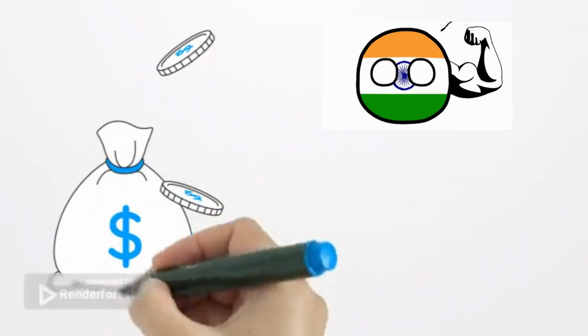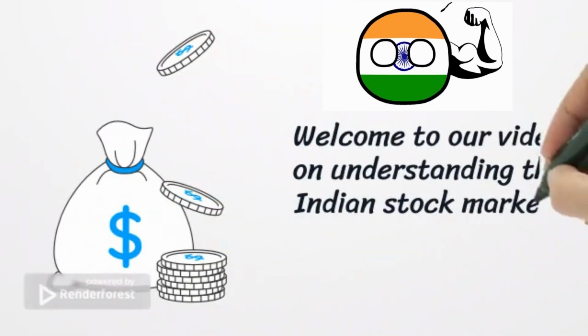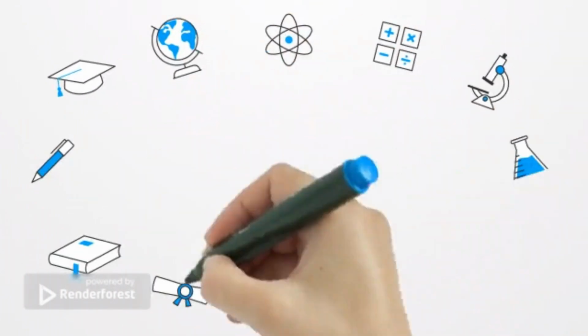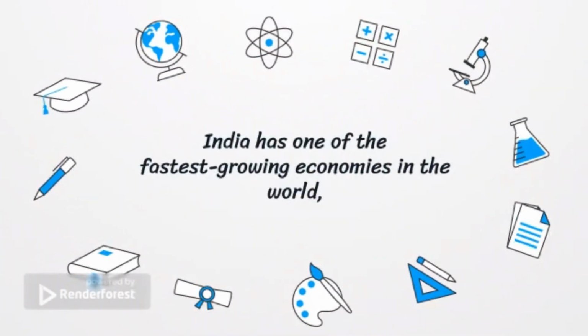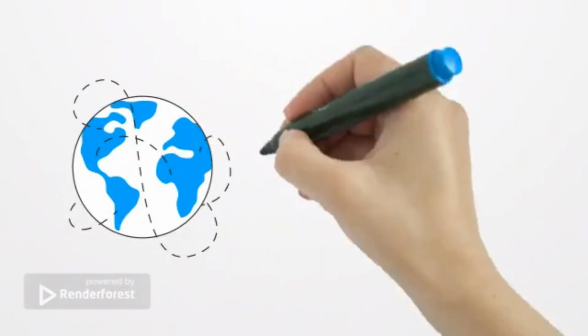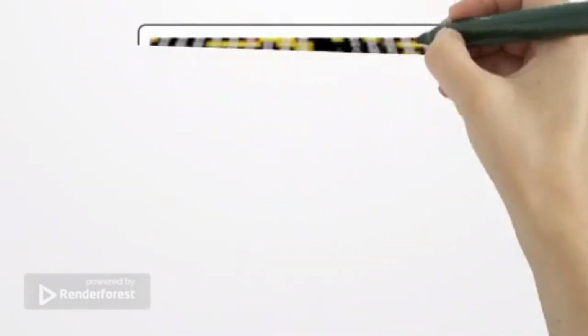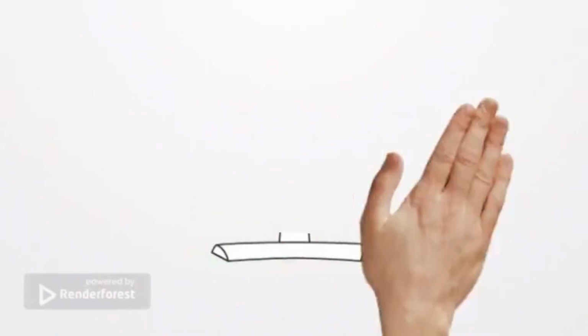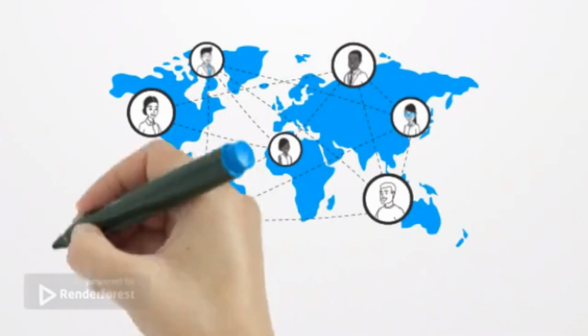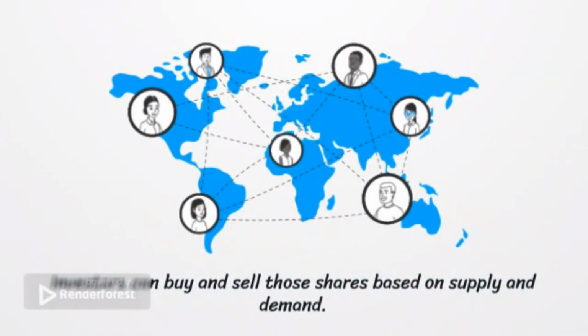Welcome to our video on understanding the Indian stock market. India has one of the fastest growing economies in the world. The Indian stock market operates just like any other stock market in the world. Companies list their shares on the stock exchange. Investors can buy and sell those shares based on supply and demand.